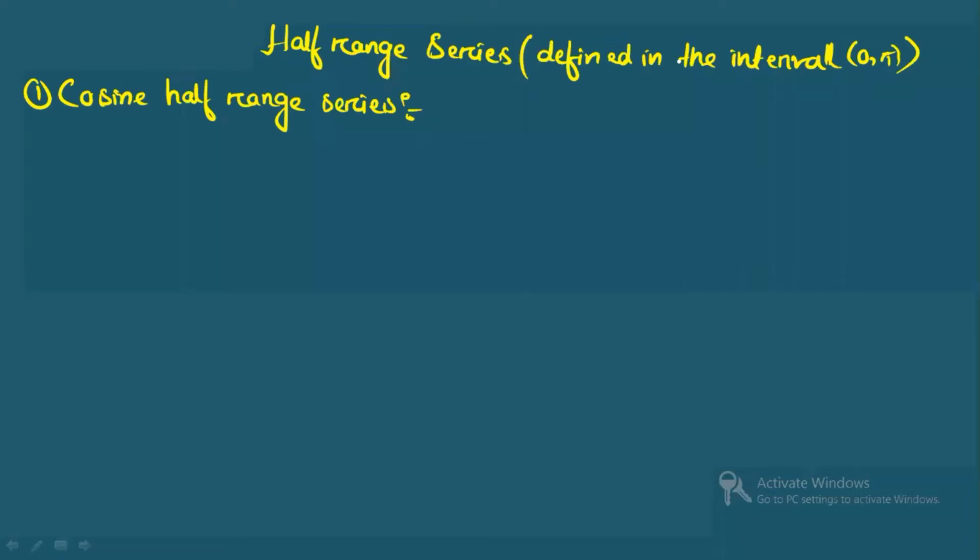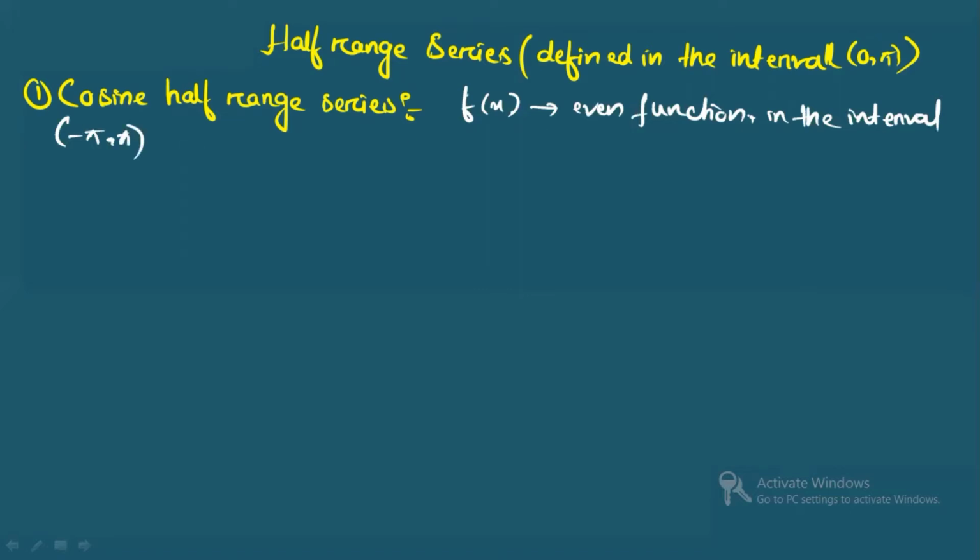So in this video, we will see the half range series, which is defined in the interval 0 to pi. First we will see the cosine half range series. To get the series of cosine, what we will assume? Let f(x) be an even function in the interval minus pi to pi.